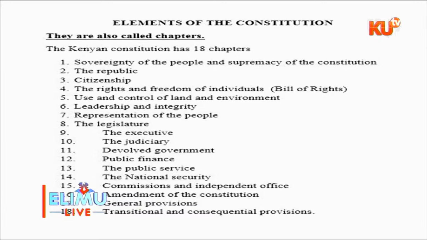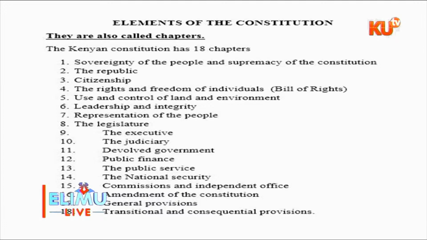Number 5 talks about the land and environment. How are you going to relate with our land and environment? When we talk about land, we want to talk about how our land is divided. We have 3 types of land in Kenya. Then we are going to look at that.